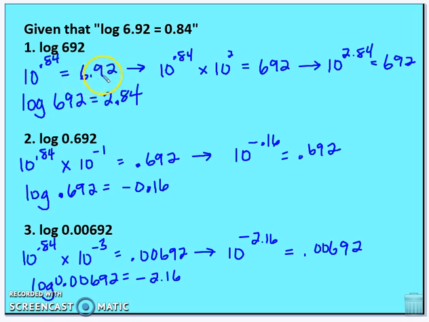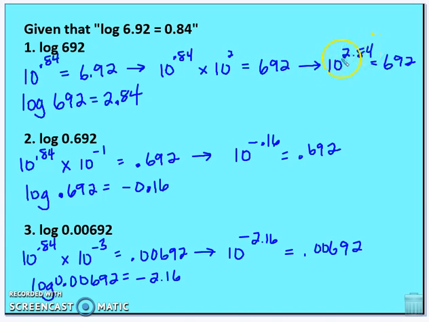So how can I rewrite 6.92 as 692? If I multiply 6.92 by 100, then it'll be equal to 692. So I multiply both sides by 100, and I get 10 to the power of 0.84 times 10 squared is equal to 692. Then I can use the properties of exponents. When I multiply with the same base, I add the exponents. So 692 is equal to 10 to the 2.84.